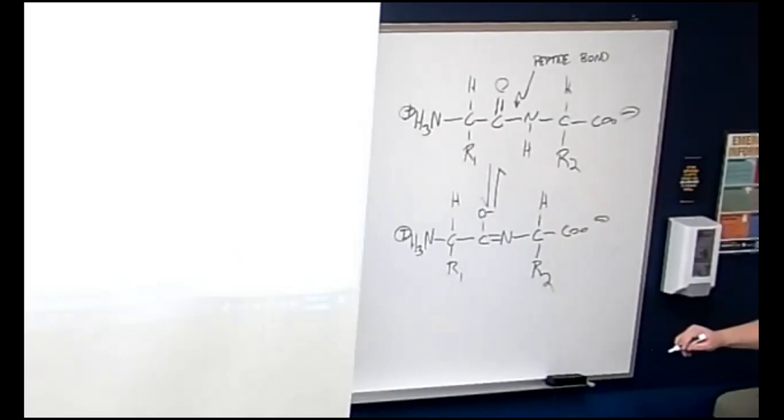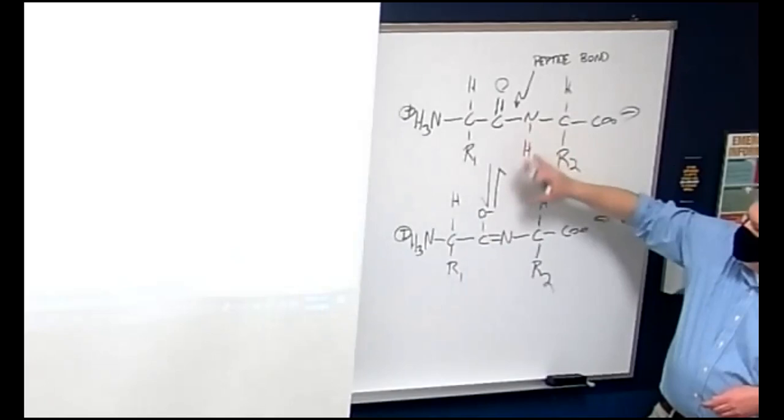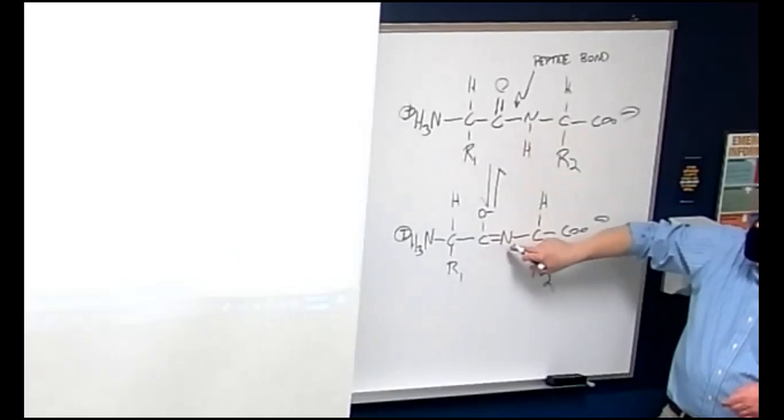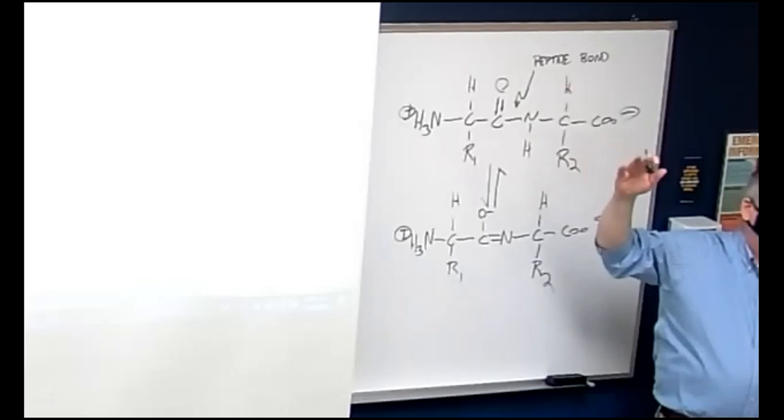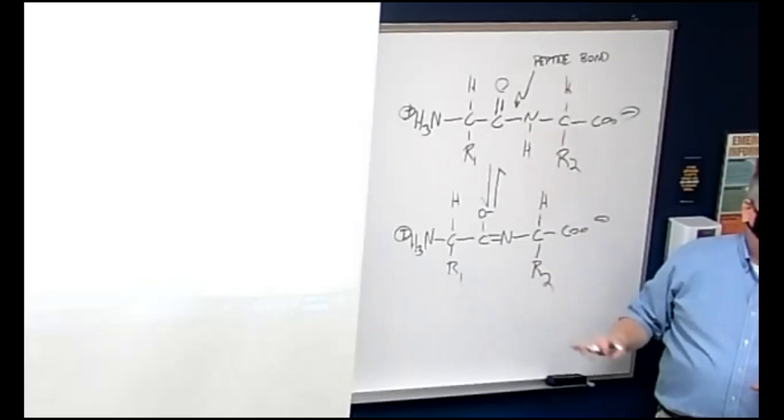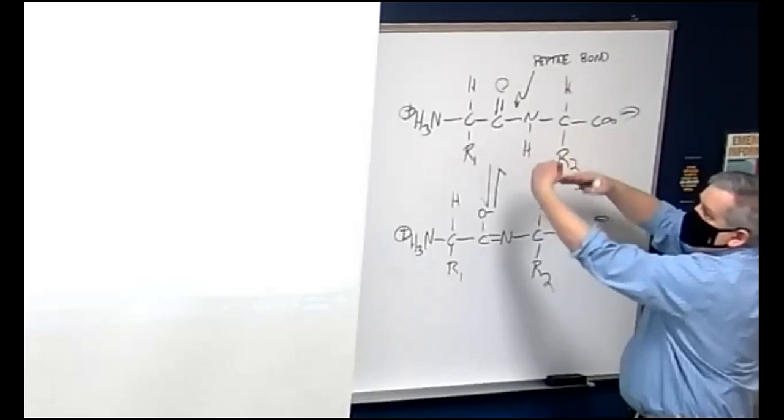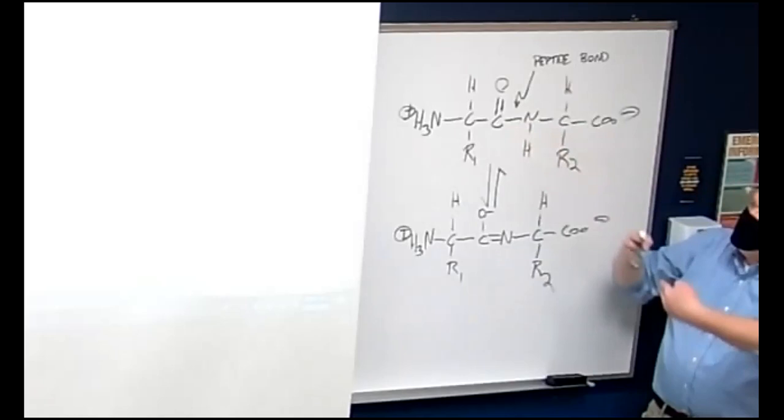So you can see that this is in a resonance structure. This electron pair that's making a double bond between the carbon and the nitrogen is flipping back and forth between the carbon and the oxygen to make a carbonyl. So this gives a peptide bond a partial double bond nature. So we can't get any rotation around this peptide bond, even though it looks like a single bond, it actually has a partial double bond nature.